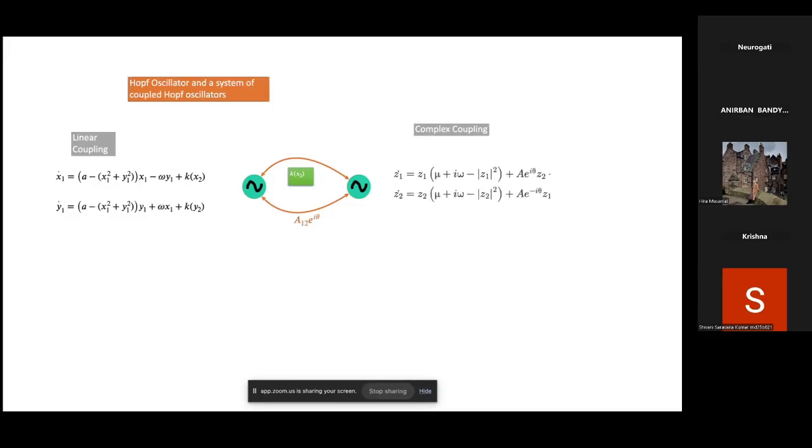So see, for the Z1 solution, it is like Z1 dot is equal to Z1 times bracket mu plus i omega minus mod of Z squared, plus e to the power i theta into Z2. So that's how we can include the Z2 term in the Z1 term. This is called a complex coupling of the Hopf oscillators.